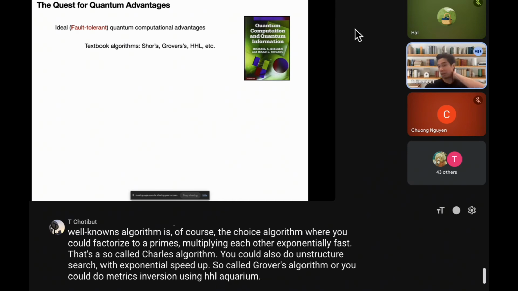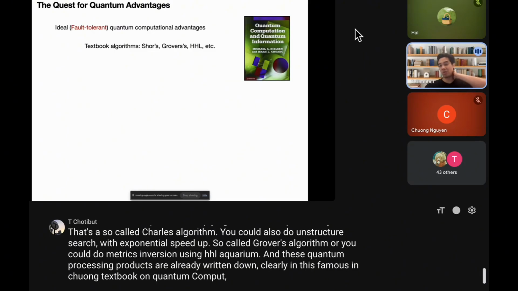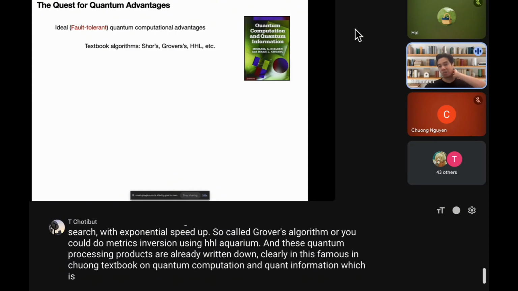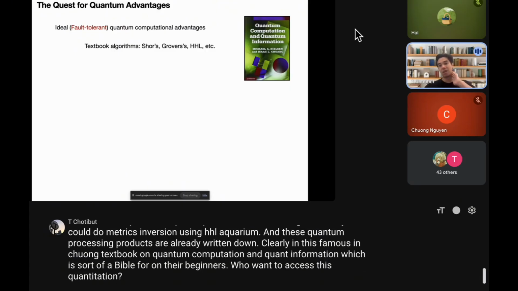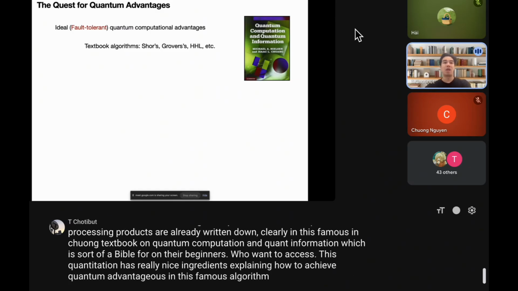algorithm. And these quantum processing paradigms are already written down clearly in the famous Nielsen and Chuang textbook on quantum computation and quantum information, which is sort of a Bible for beginners who want to access quantum computation. It has really nice ingredients explaining how to achieve quantum advantages in these famous algorithms.